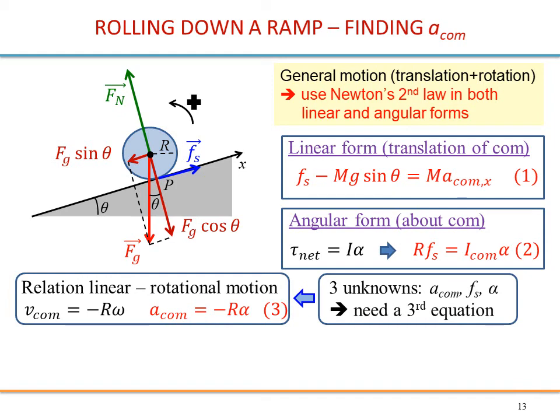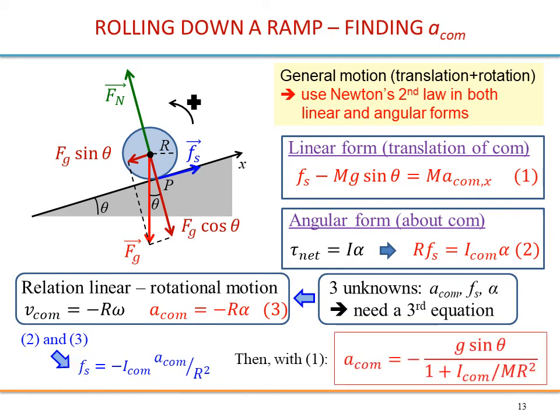So now we have enough equations to solve. Let's start with 2 with 3, so we can get rid of alpha. In such case, we get this equation. Next step, we want to get rid of fs. So with 1, we replace this expression in this one, and we get our final acceleration. Okay, this nice expression.